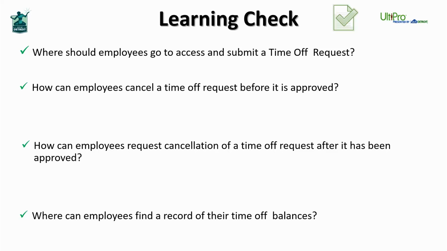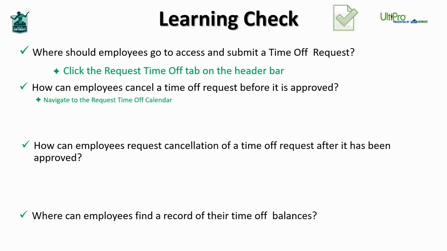Let's do a review of some of the things we've learned about requesting time off through UltiPro. Where should employees go to access and submit a time off request? Click the Request Time Off tab on the header bar. How can employees cancel a time off request before it's approved? Navigate to the Request Time Off calendar. Click the link on the Request Time Off day to cancel.